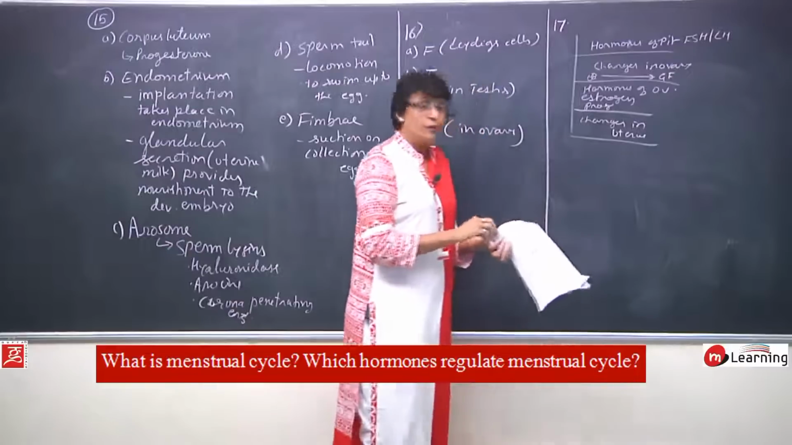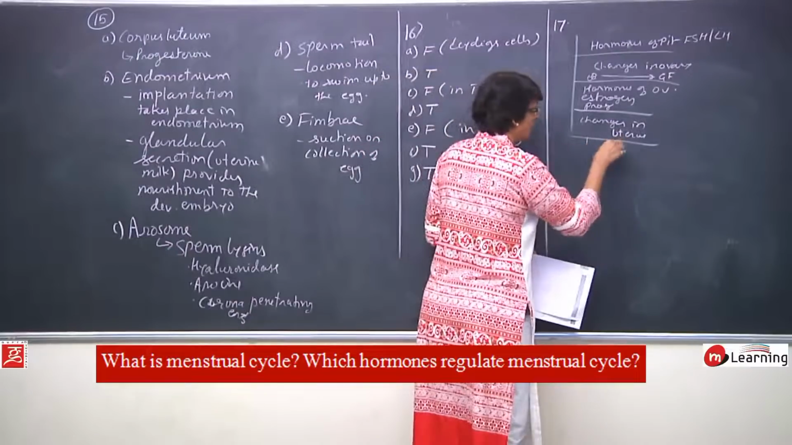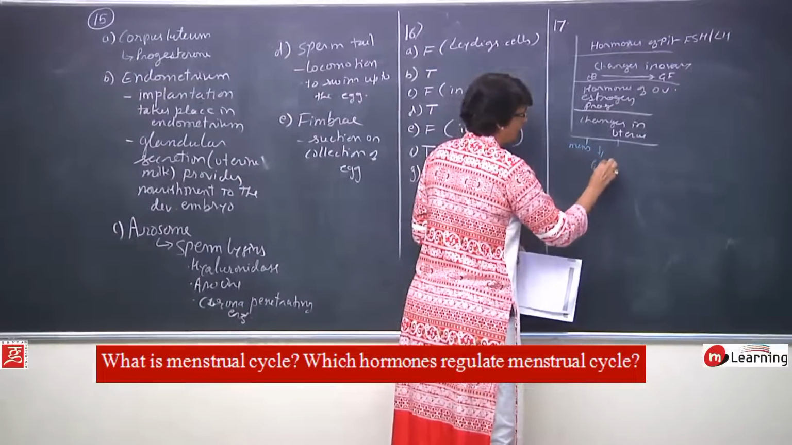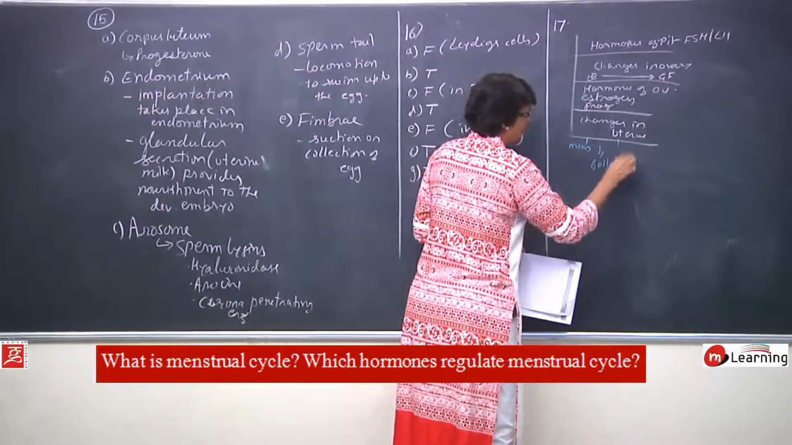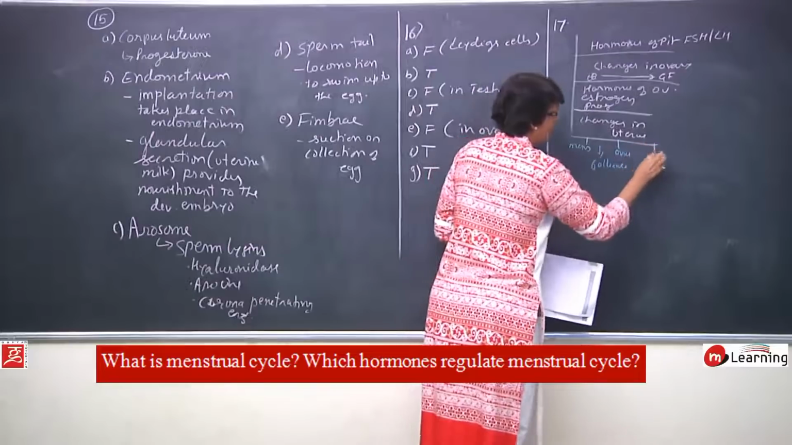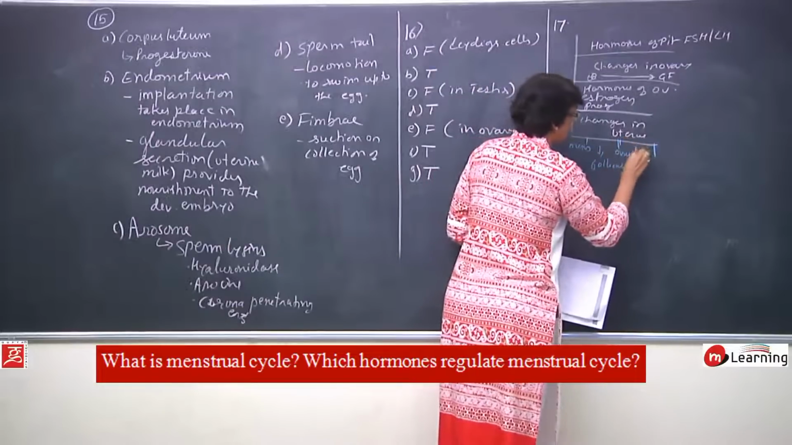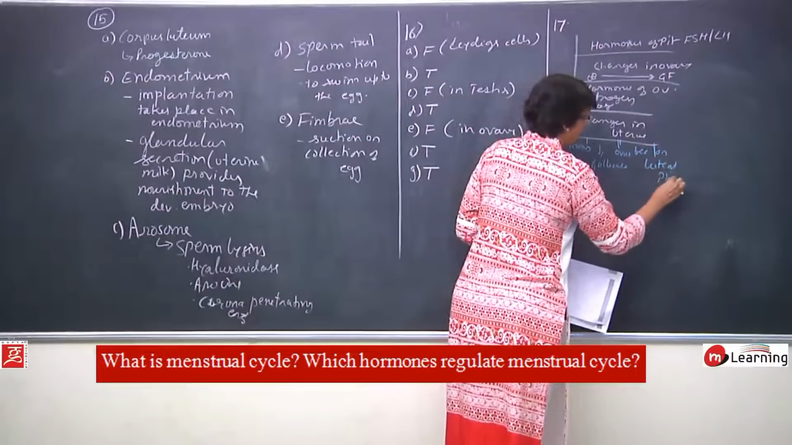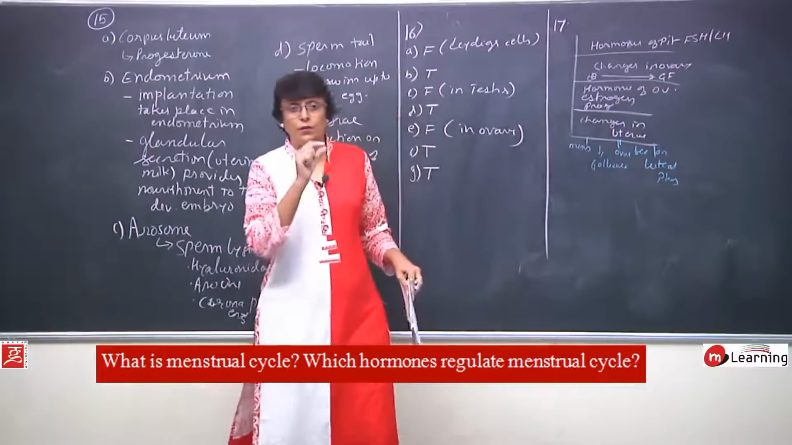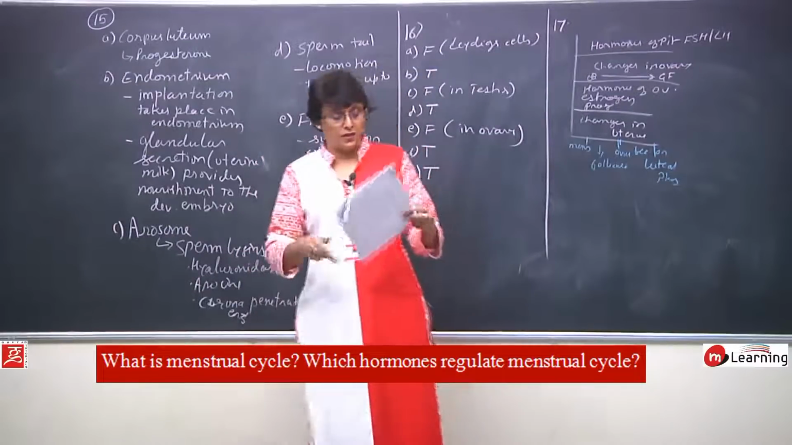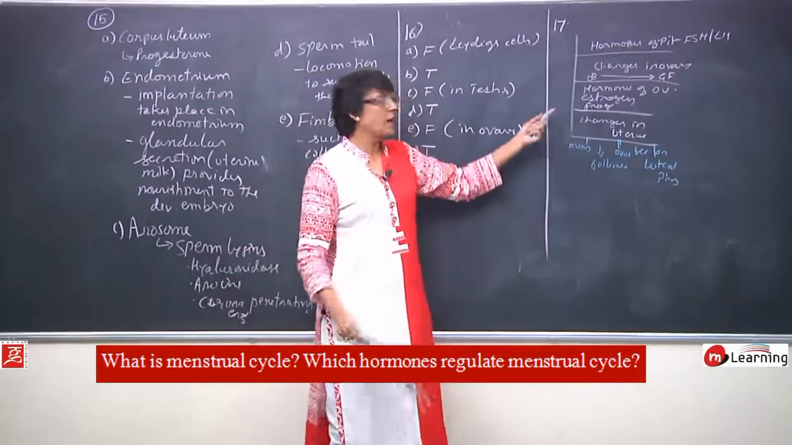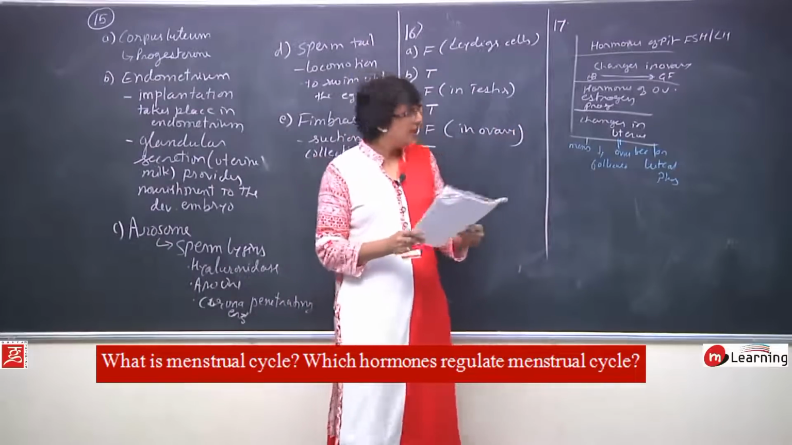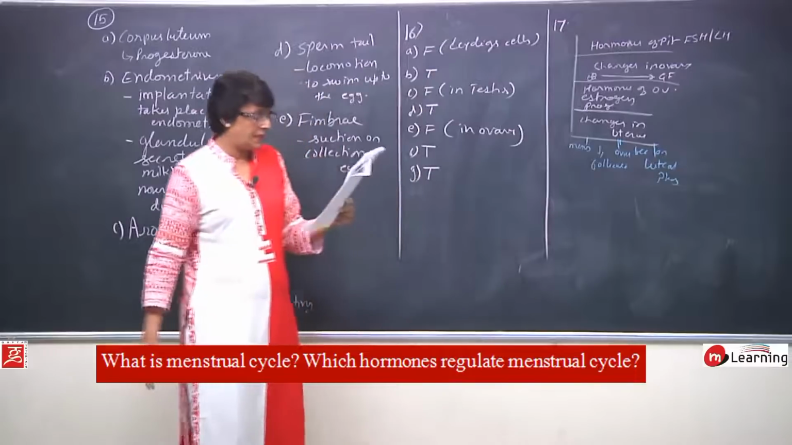And do not forget to divide it into those phases. This is menstrual phase, then this is follicular phase, then here is ovulation, and then after ovulation is secretory or luteal phase. Days are also to be written, 0 to 4 days, then 4 to 14th day. So, just study that complete menstrual cycle in detail, that diagram will come here. This was our question number 17.